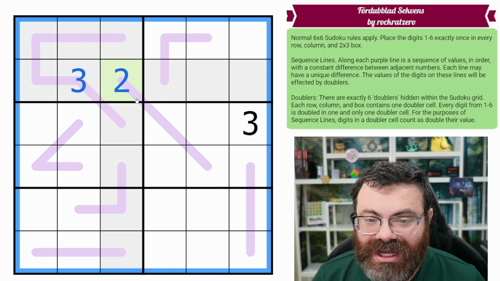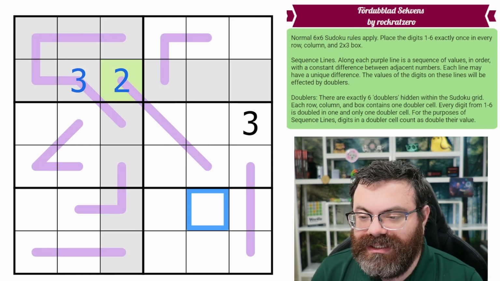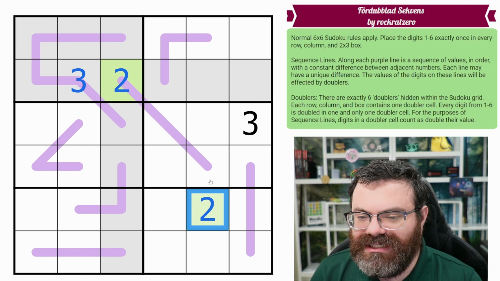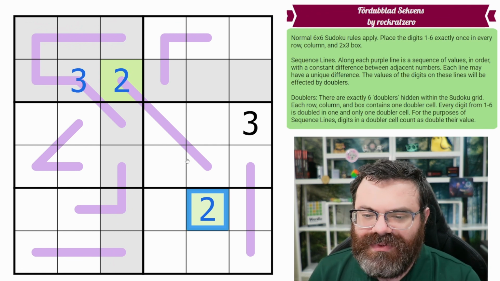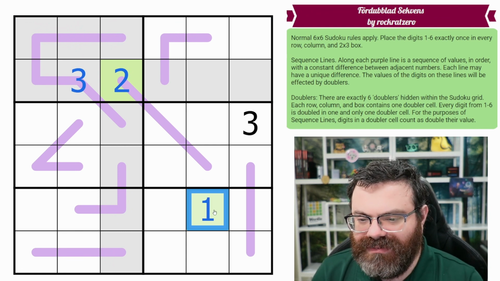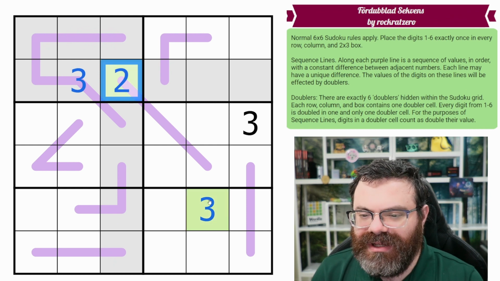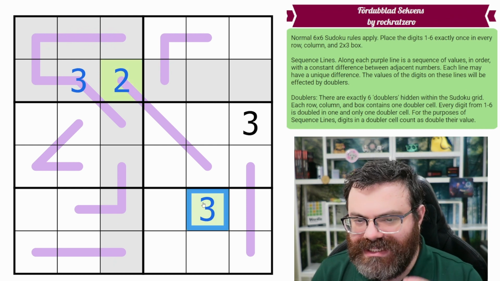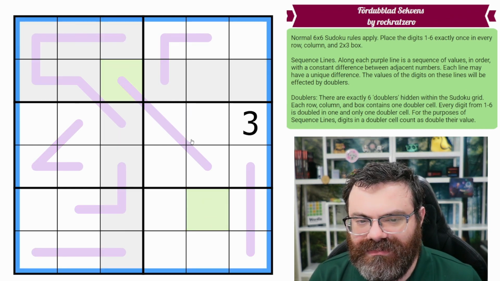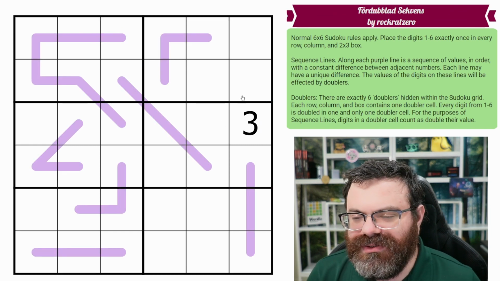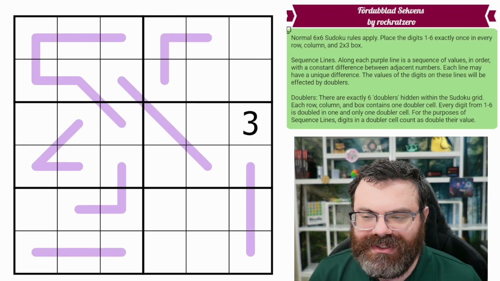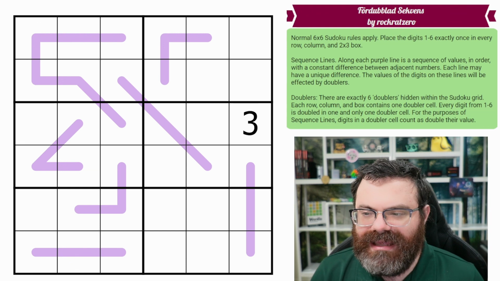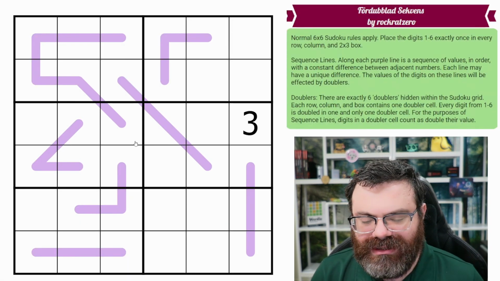So that's our job. The other thing with doublers is that every digit is doubled exactly once. So we can't repeat the 2 in our doublers. This could be a 1, this could be a 3, etc. But we're going to have 1 through 6 exactly once in the doublers because there are 6 doublers. All right, so those are the rules. There's a link in the description if you'd like to try the puzzle yourself. And I'm going to get started right now.